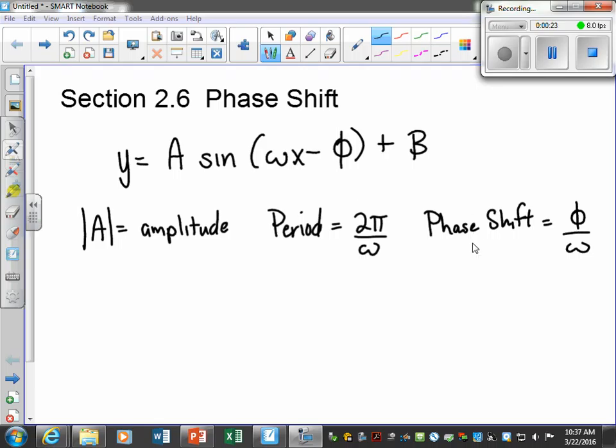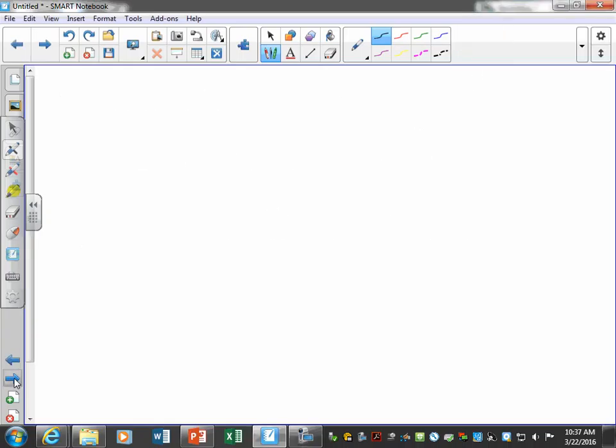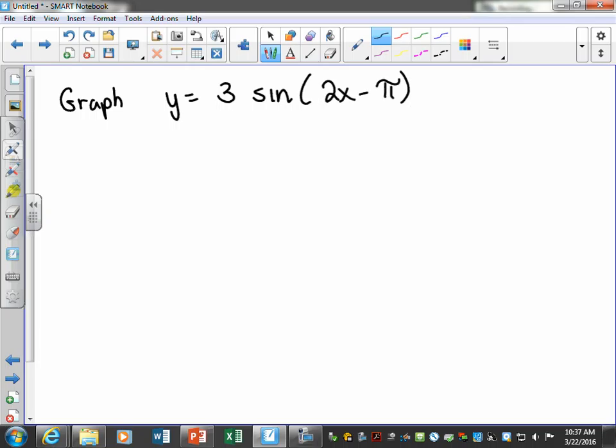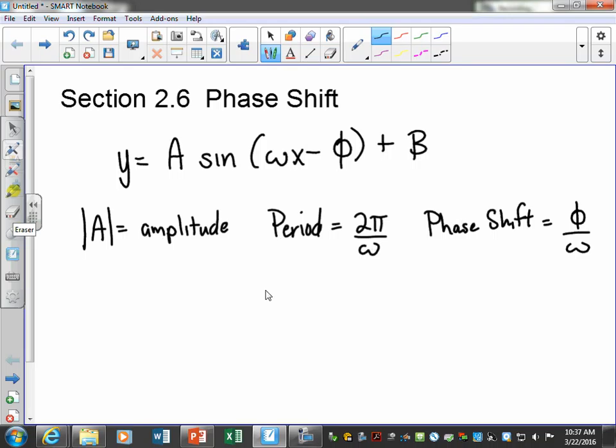So let's just practice with working a problem and having a method and a procedure to be able to work these kind of problems and get a graph of these functions. So our first one is going to be graph y equals 3 sine (2x minus pi). Okay, so the first thing I want you to do is pause this and label your amplitude, your period, and your phase shift using these formulas right here.